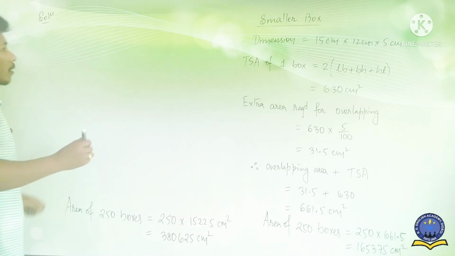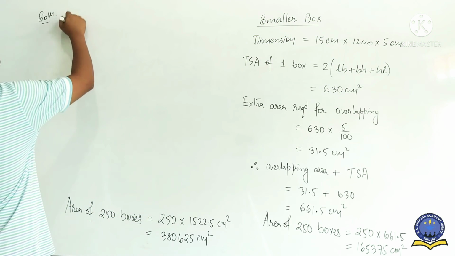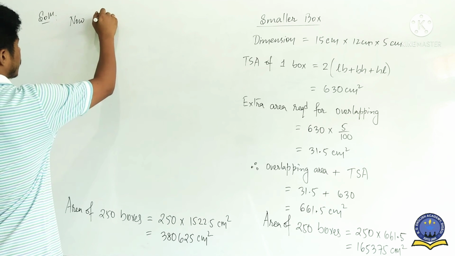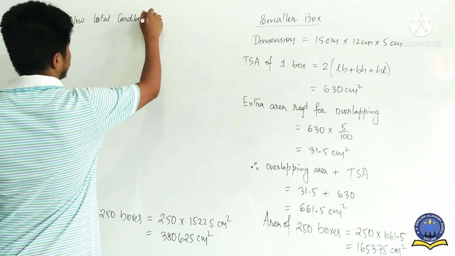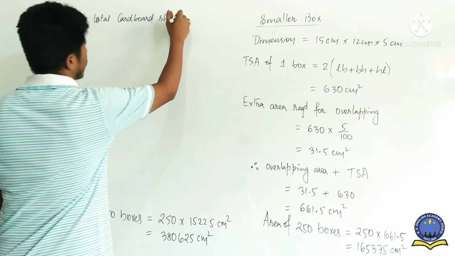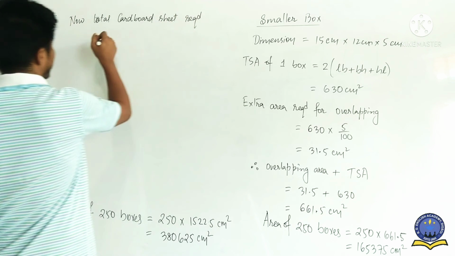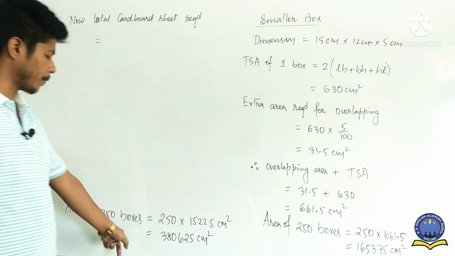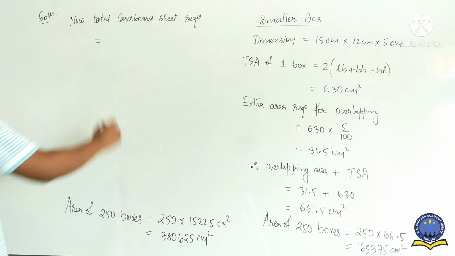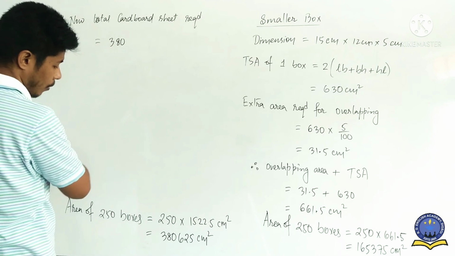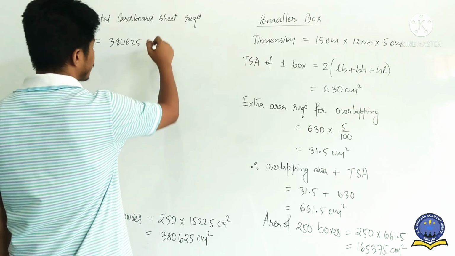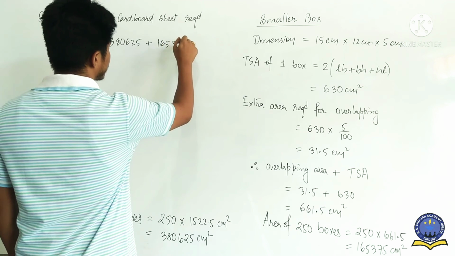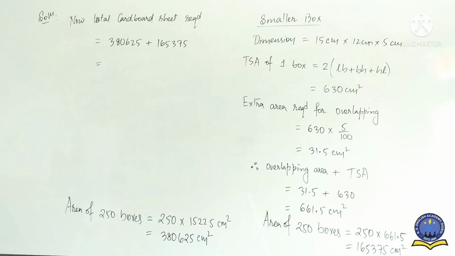Let's see now. Total cardboard sheet required here, what do you have to write now? Total cardboard sheet required equals, that means the total area of 250 boxes, bigger one and the smaller one. So that's why here we have to write 380,625 plus 165,375. We have to add these two. Clear? Then we get the total area.